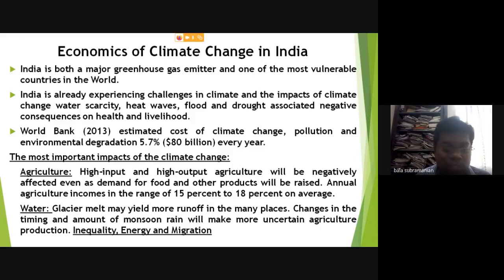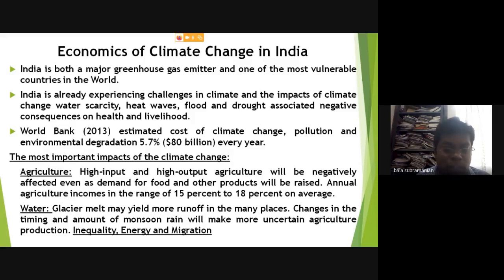For the 30 districts of Tamil Nadu, we estimated the vulnerability assessment. And I did the things. I submitted that chapter to the State Action Plan on Climate Change. So the vulnerability index for the 30 districts was highly appreciated. So inequality is one of the common indicators we used. So next, energy and migration.